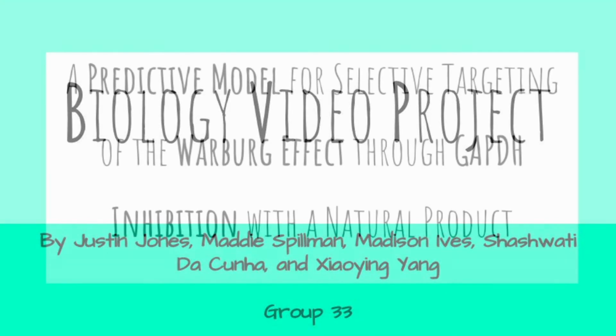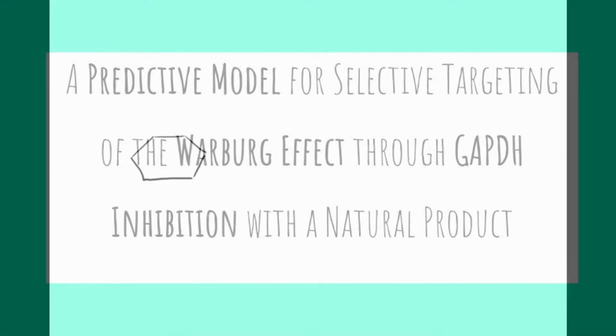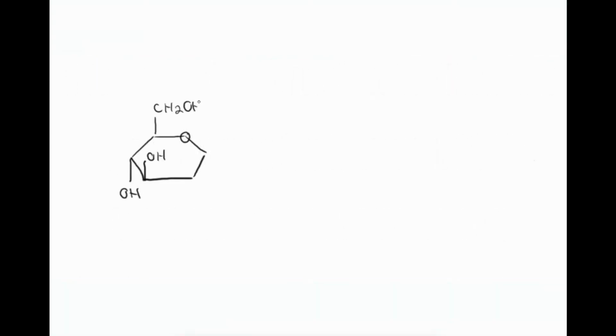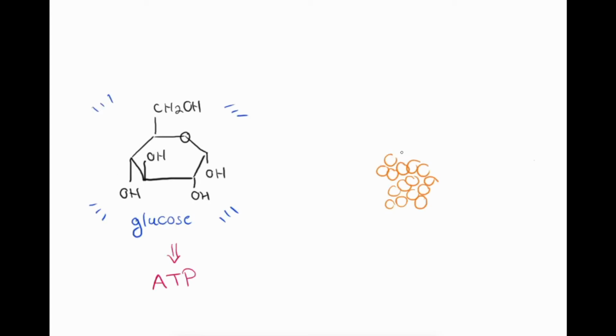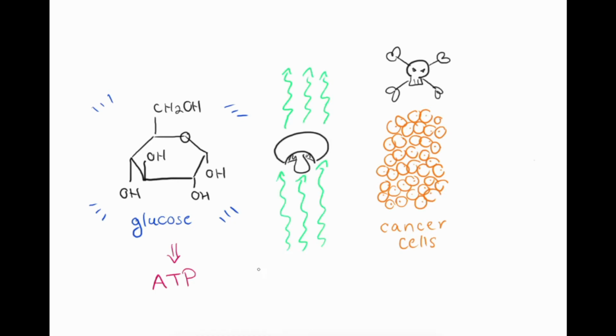In our paper, a predictive model for selective targeting of the Warburg effect through GAPDH inhibition with a natural product, Liberté explored properties of the cellular metabolic network that can change enzyme activity and glucose metabolism to selectively target cancer cells. Using metabolic control analysis, they found a way to disrupt metabolic pathways important in tumor growth without affecting normal cells much. They thereby provide the basis for a novel therapy that selectively kills cancer cells based on their metabolism.